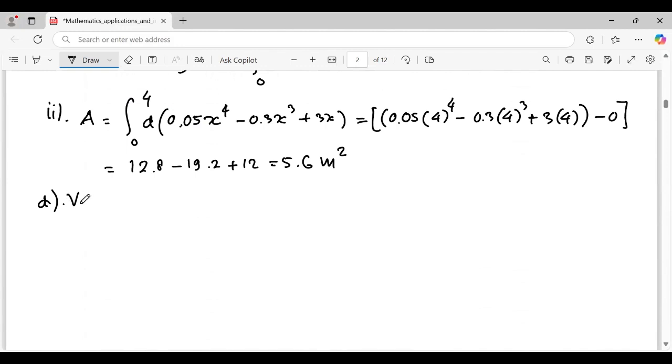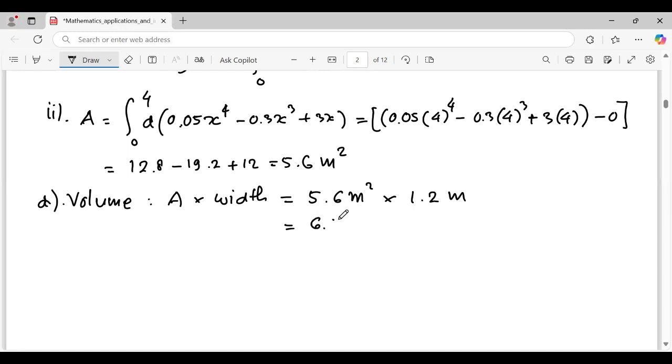the volume, which equals area times width. The area is 5.6 square meters times the width, 1.2 meters. And if you calculate, the result is 6.72 meters cubed. Next, part E.